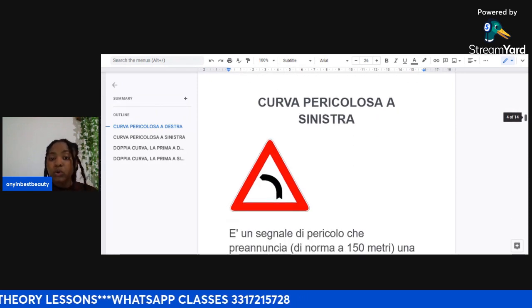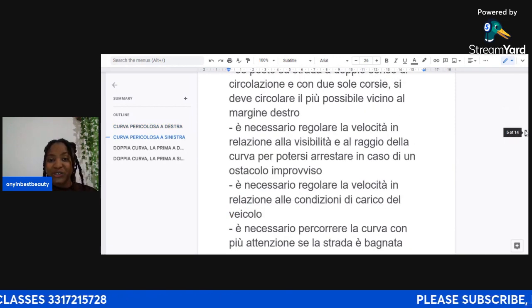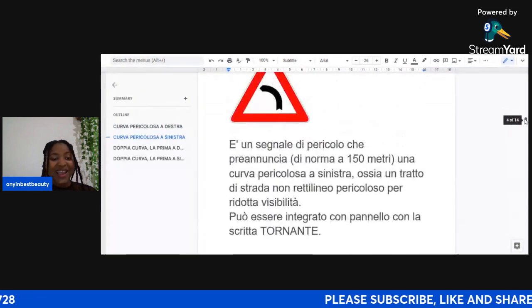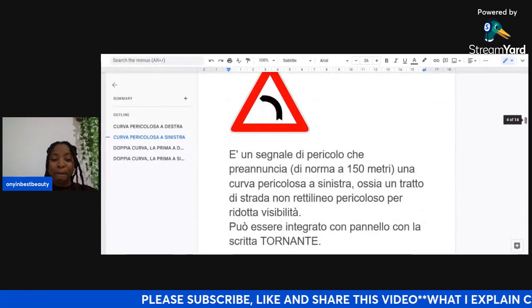We have CURVA PERICOLOSA a sinistra. We have done the DESTRA. Now we are in CURVA PERICOLOSA a sinistra. Okay. Now this one goes to your left, just as you're seeing in the diagram.